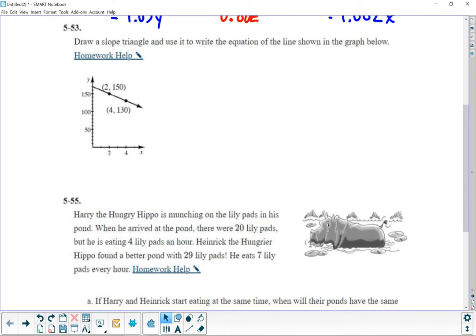Okay, number 53. Draw a slope triangle and use it to write the equation of a line in the graph below. The slope triangle in this case is going to be going down that much, I don't know how much, and then going to the right that much, I don't know how much.